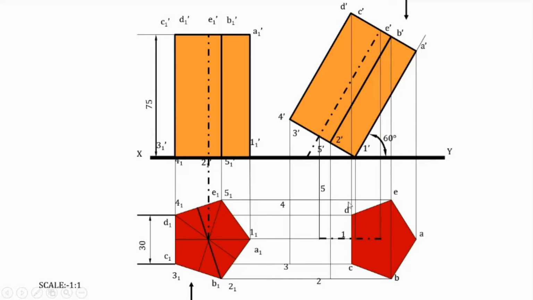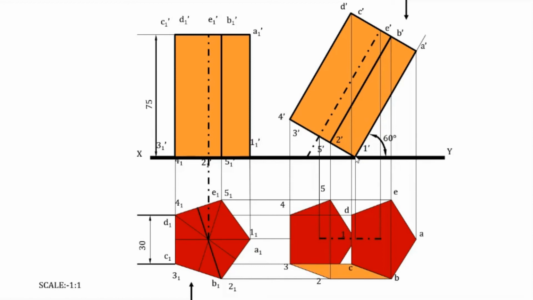And when we join 1 with 2, 2 with 3, 3 with 4, 4 with 5, then 5 with 1 again. You have to keep in mind that 1 is the lowest point, and so all lines starting from 1 will be invisible lines. So those lines should be drawn as dotted lines. So 1, 2 and 1, 5 will be dotted lines, and all other lines will be continuous lines.